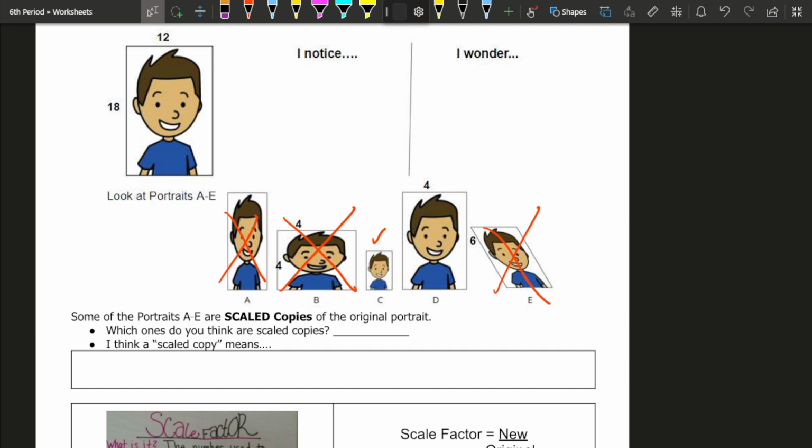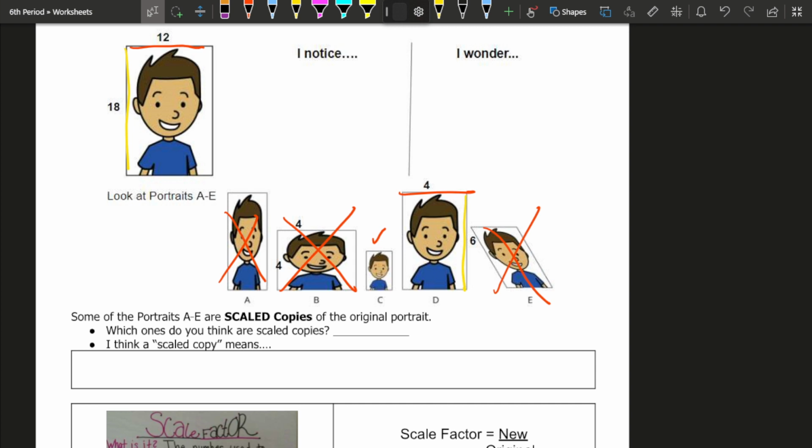Let's see. We've got to find the corresponding sides. So if I look at the original, what's on top of the hair? What number is that? 12. So it's 12 on the top. 12 goes with what number on letter D? With 4. So what about 18? 18 goes on the side, right?